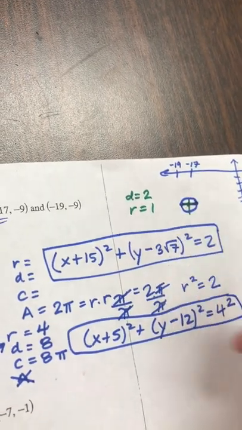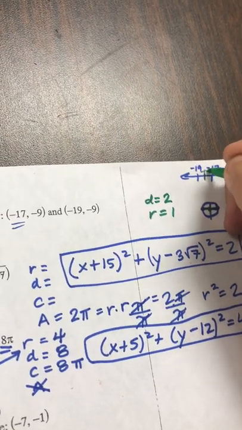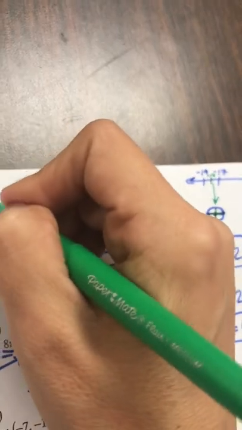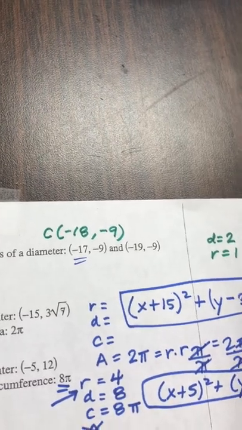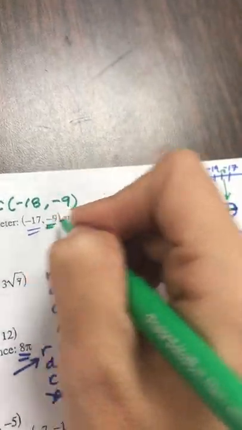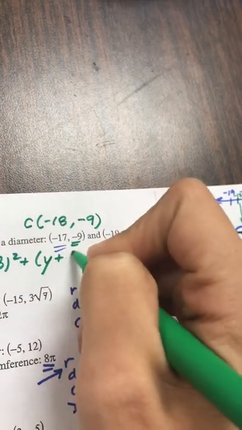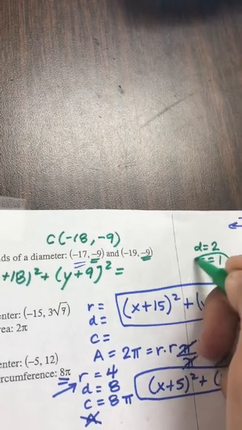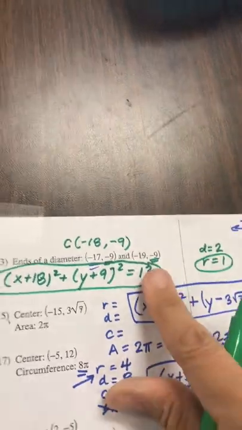But now I need to know my center. Well, just using logic, I think the number that goes halfway between these numbers has to be -18. So I'm pretty sure the center here would be -18, -9. The reason this one's easier than the others is because it's on the same exact y value. So if the center of my circle is this, x plus 18 squared, y plus 9 squared, and my radius is 1, so my radius squared would be 1 squared. Or it'd be totally okay to just write 1.